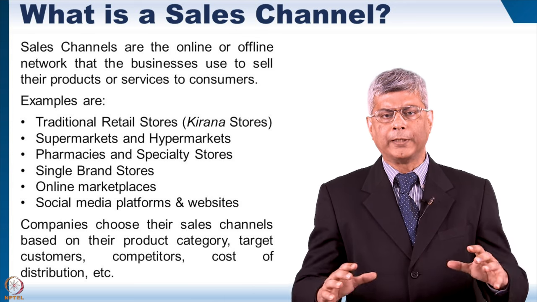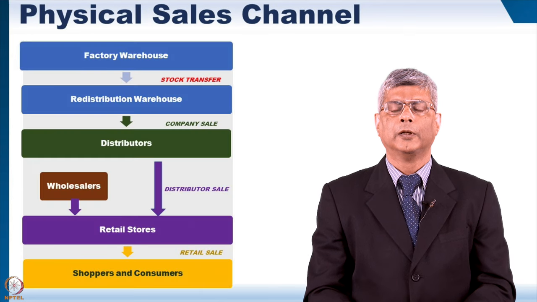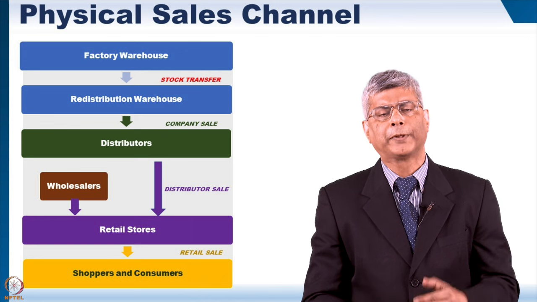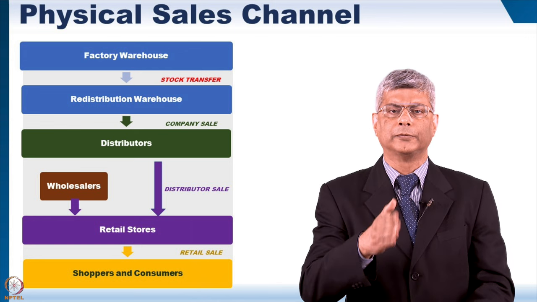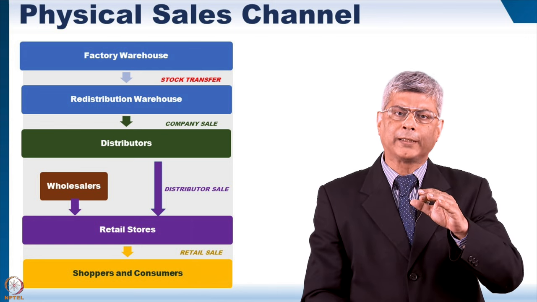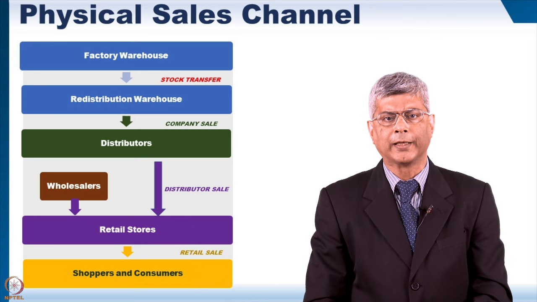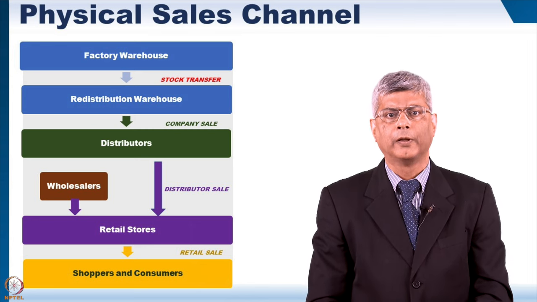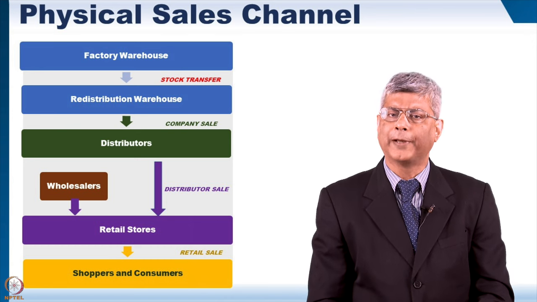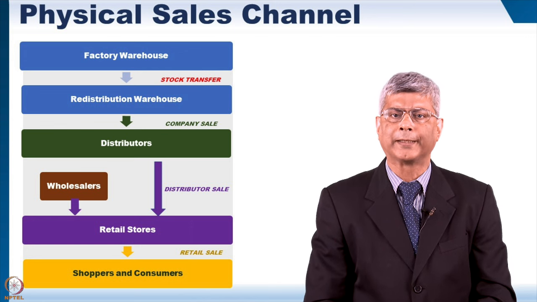So based on that, companies determine their channel. So let's look at a pictorial representation of channels, and then we'll look at some pictures of the steps in a channel. So as I said, the product is being made in a factory, in India or outside of India. There may be one factory in India, or there may be 10 factories, or maybe 20 factories, or 5 factories, depending on the product category.